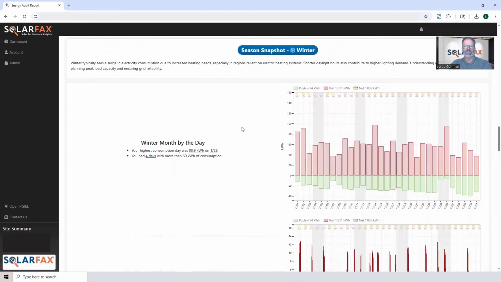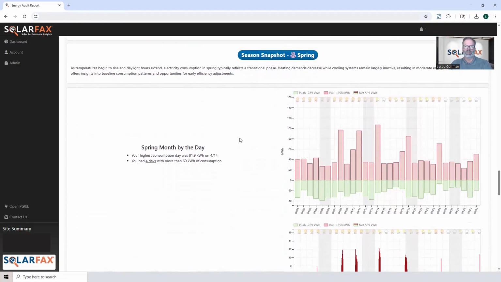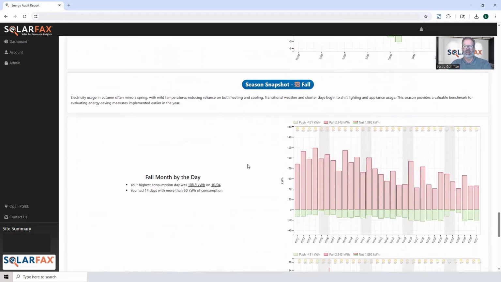And then we'll also look at the winter to see what the different trends are. This is probably EV charging here because we can see the customer is frequently pulling 10, 12 kilowatt hours per hour. And we can see that it normally happens early in the morning. And then we can also look at the spring and the fall.